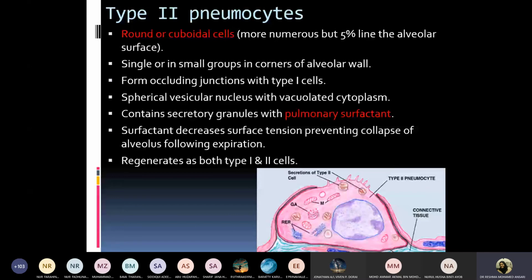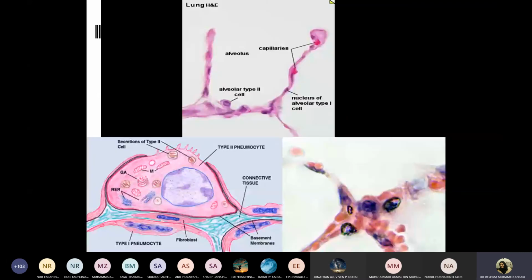So in my lungs, I have two types of cells in the alveoli. Though both of them look like squamous cells under a light microscope, they have different functions. Type 1 for gas exchange, type 2 to produce pulmonary surfactant. This is a nice picture, actually. If we look carefully into the microscope, we can find the difference between type 1 and type 2.